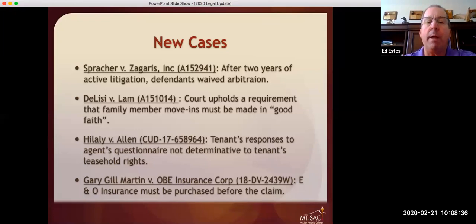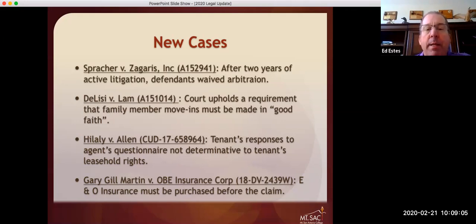Well, lo and behold, after he got the policy, the seller then countersued against Gary Gilmartin, and Gary Gilmartin then tendered up the defense of the second lawsuit by the seller to the insurance company. And the insurance company said, no, this is all part of one action. You did not have your E&O policy in place when the buyer first sued, so we're not going to cover you with a defense against the lawsuit by the seller.